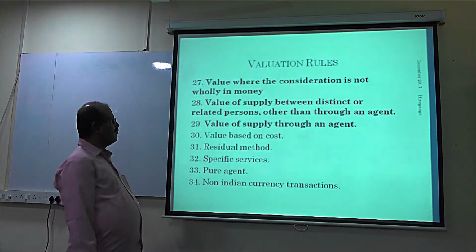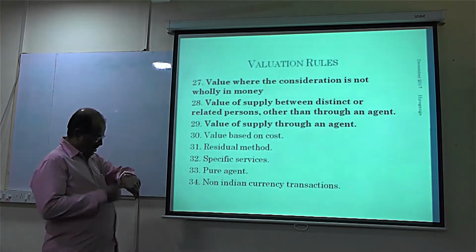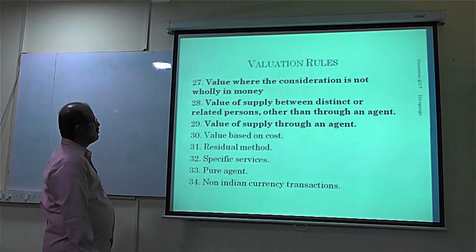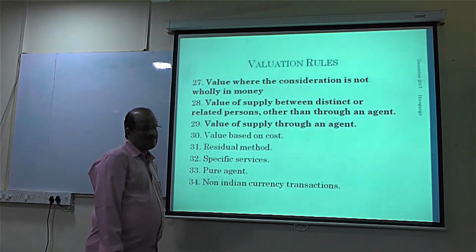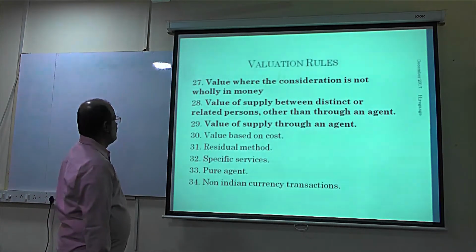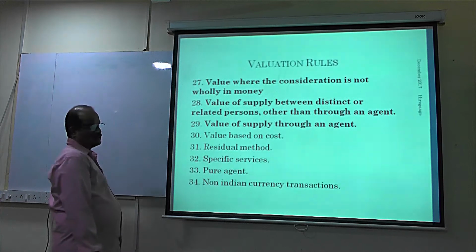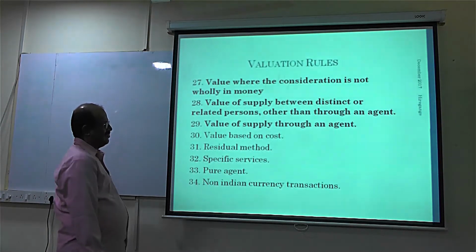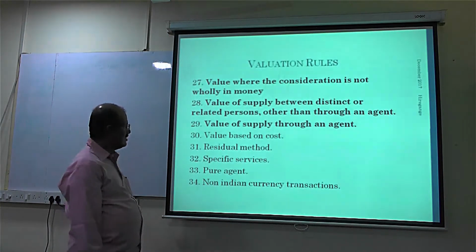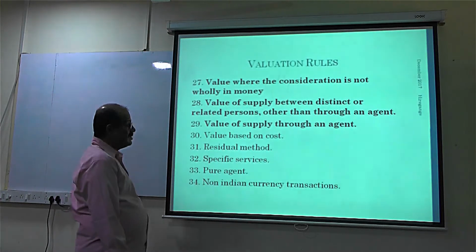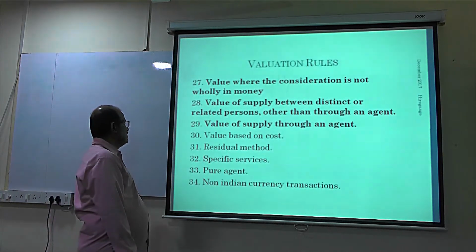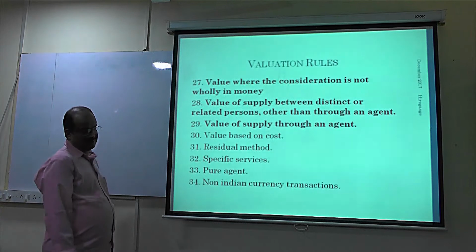Now, before proceeding to discuss the valuation rules, I would like to mention which are the rules. We will have a look quickly. Rule 27 is for transactions where the consideration is not wholly in money. Rule 28 relates to the supplies between related persons and distinct persons other than through an agent. Rule 29 is for supplies through an agent. Rule 30 comes into picture when the value cannot be determined under Rule 27, 28, 29.